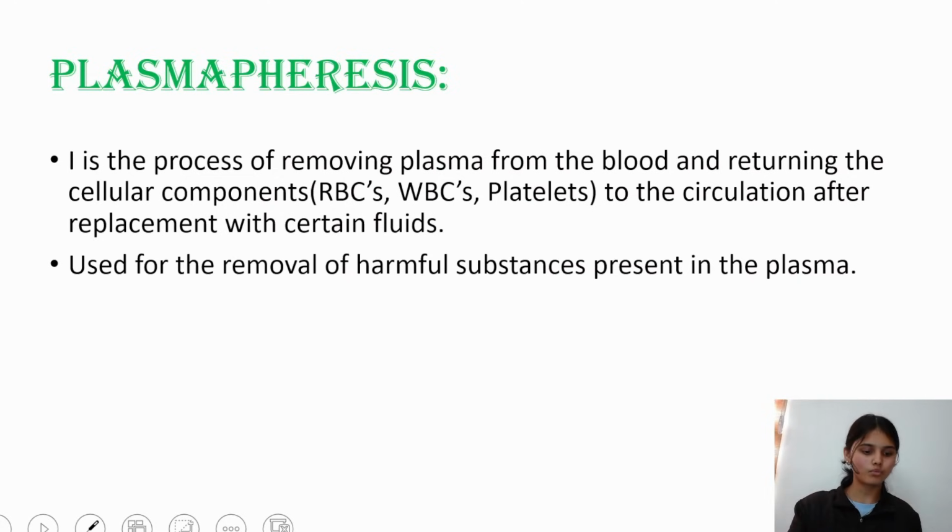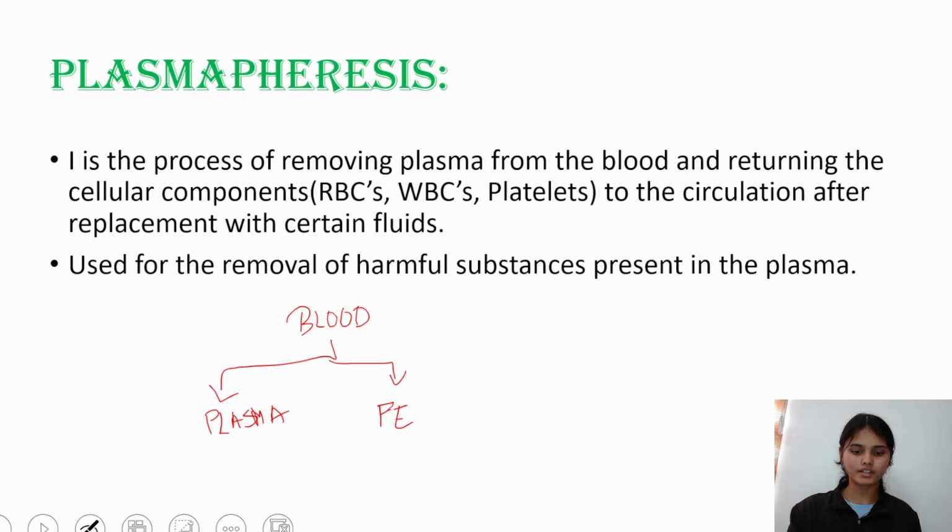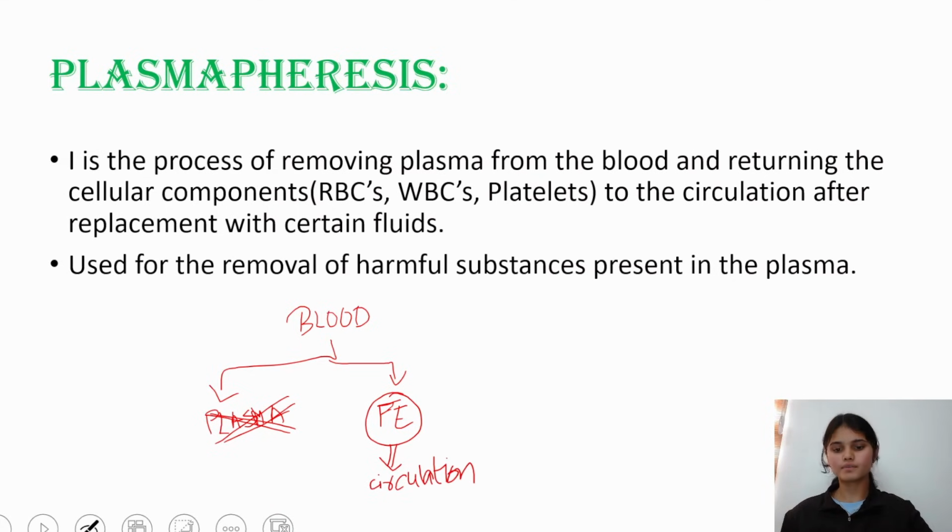Now what does that mean? Now you know that blood as a whole has two components. One is the plasma component and the other one is the formed elements component, comprising RBCs, WBCs and thrombocytes. Now I am going to remove the plasma from the blood and return the formed elements back into circulation. When I do this, this process is known as plasmapheresis.